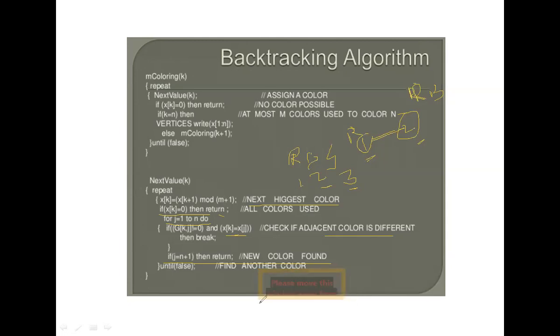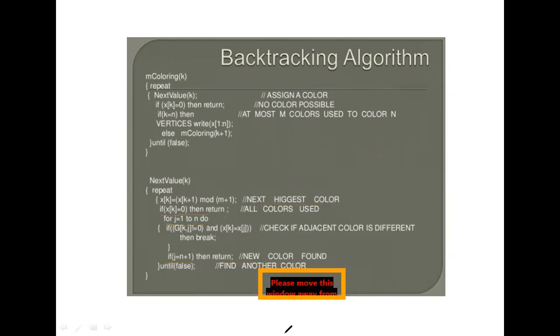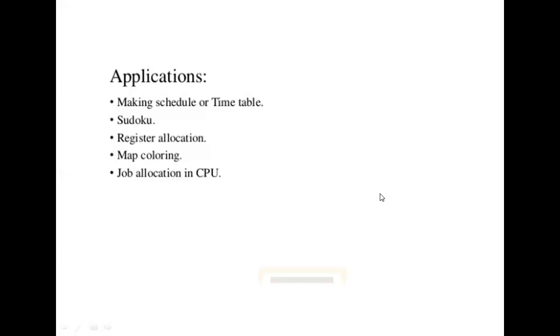Okay, students, is the algorithm clear, or any doubts? So is it clear? Where do we use this? We use it in making timetables, in map coloring, and in job allocation in the CPU.